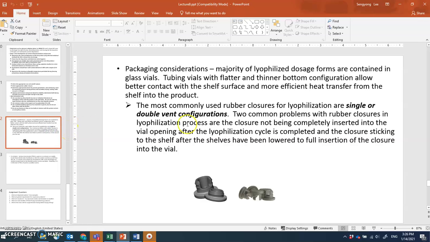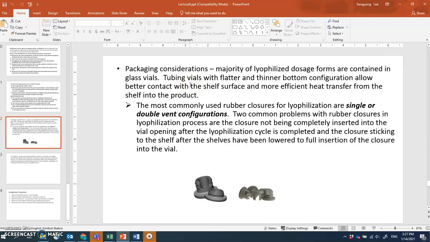Packaging consideration. Okay, majority of the lyophilized drugs are contained in a glass vial, okay? And tubing vials with flatter and thinner bottom configuration allow better contact with the shelf and more efficient heat transfer of the shelf to the product. So what that means is during your freeze drying inside of a freeze dryer, okay, the better heat transmittance should be done. That's what it means.